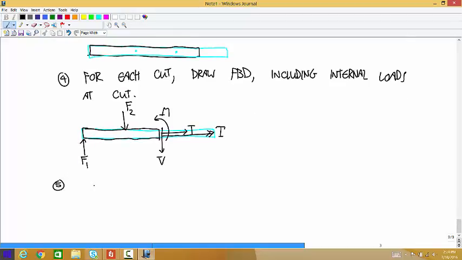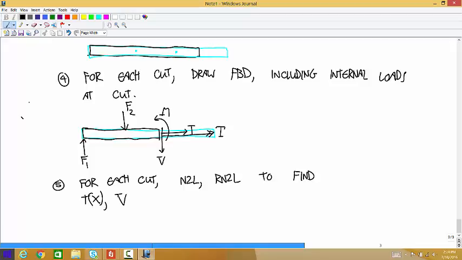And then last, for each cut, do Newton's second law and rotational Newton's second law to find the functions T of x, V of x, M of x, and fancy T of x.